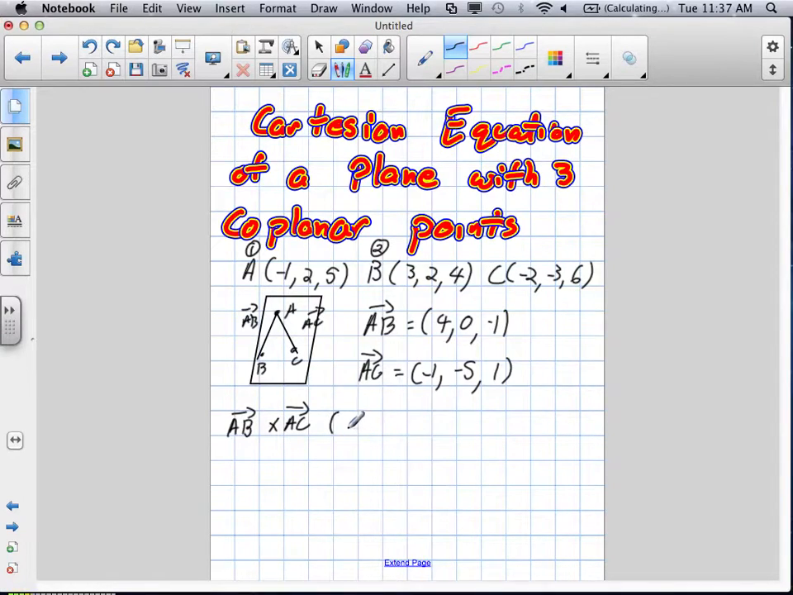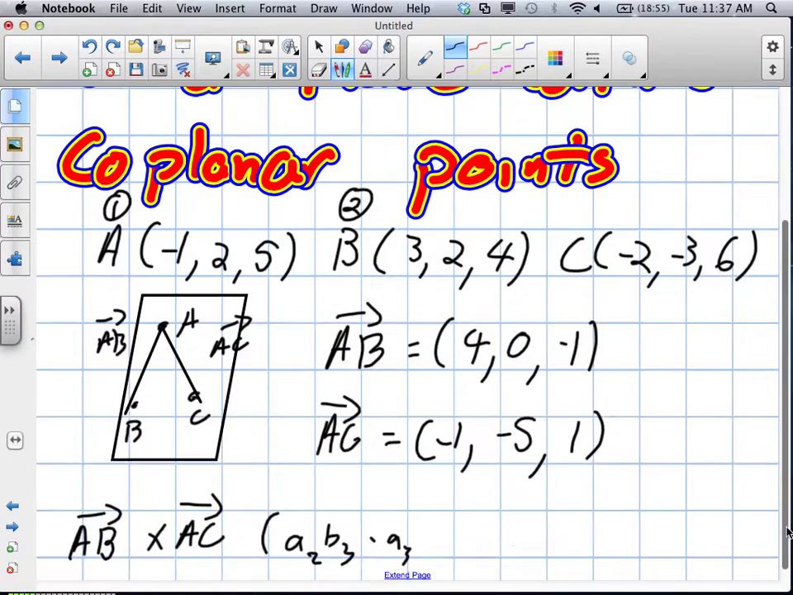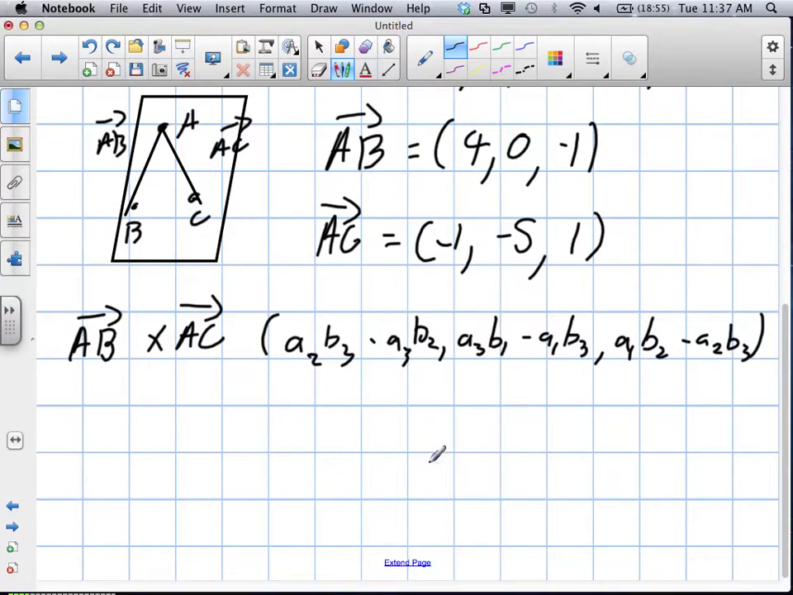If you guys remember that equation, it is A2 B3 subtract A3 B2, A3 B1 subtract A1 B3, A1 B2 subtract A2 B1. I gotta zoom in for this. I know you guys have a cross way of doing it. Amazing. Go for it if you have that matrix style way of doing it. We'll call this vector A, vector B for simplicity's sake.